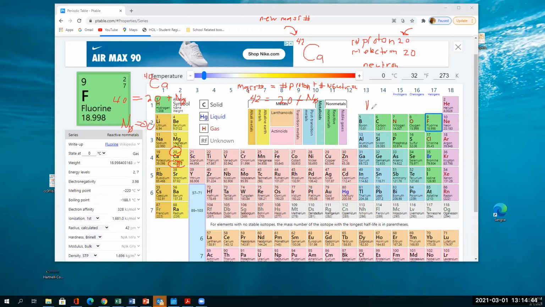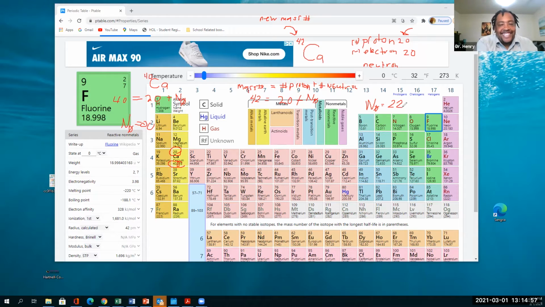So then we get N naught equals 22. 22. There we go, right? So N naught equals 22. Piece of cake? Sure. Simple addition, right?